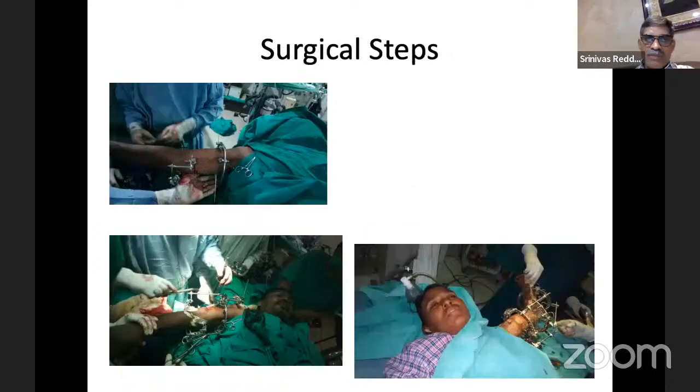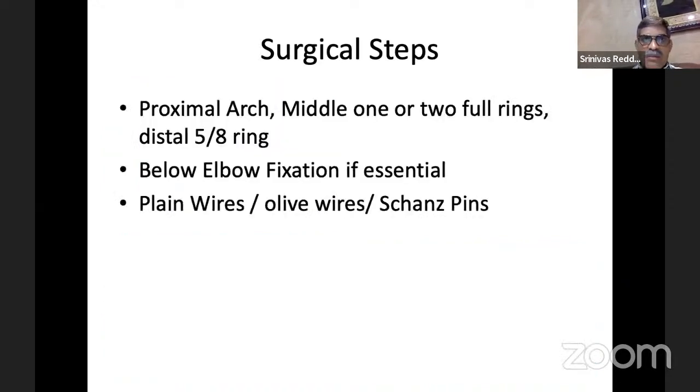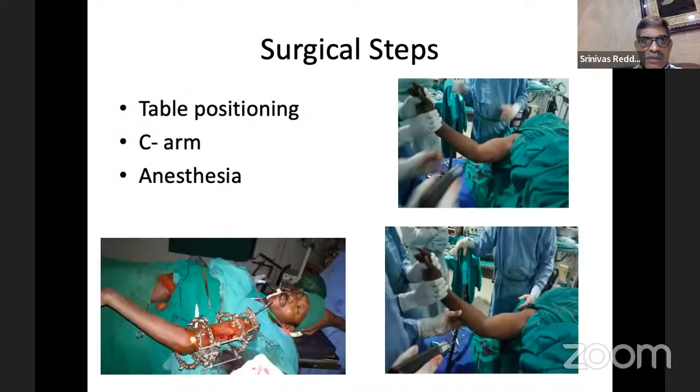And the surgical steps: it is under general anesthesia or local, meaning regional anesthesia, and the table positioning is to be taken care of. We have to reverse the table. In general, the head end should be reversed so that the C-arm will be proper. We can visualize the C-arm properly, and the C-arm is to be kept in proper position.